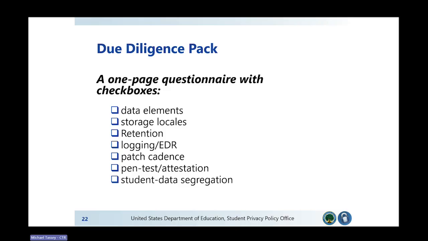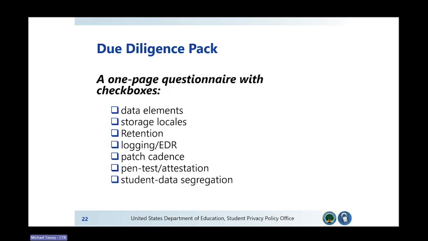You can have things like, hey, what data elements? Where do you store your data? What are your retention policies? Do you have logging? How long do you keep your logs? What's your patch cadence? Do you do pen testing, or do you have some other attestation process in place? Do you segregate our data from your other clients, right? Those sorts of things, just a 1-pager, have them answer it.